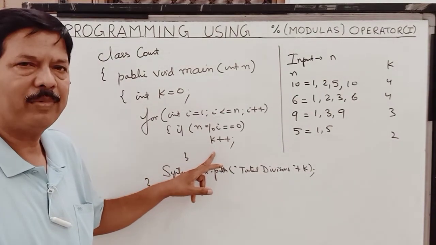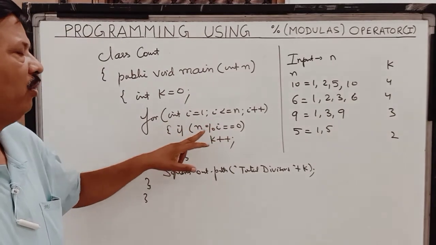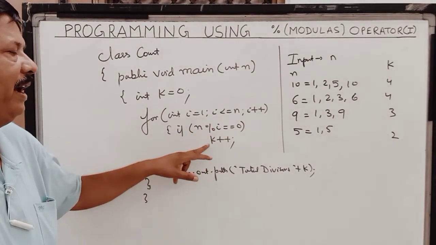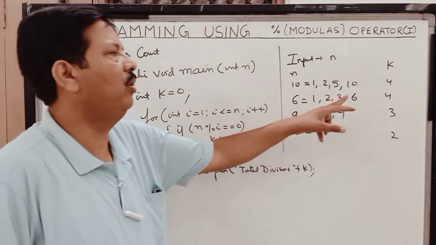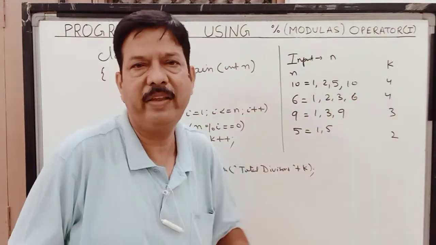So is this program clear? I have run a loop from 1 to n, I have checked all the numbers which divide n and I have counted them. So I come to know about these values 1, 3, 1, 2, 5. I come to know about these values by this program.